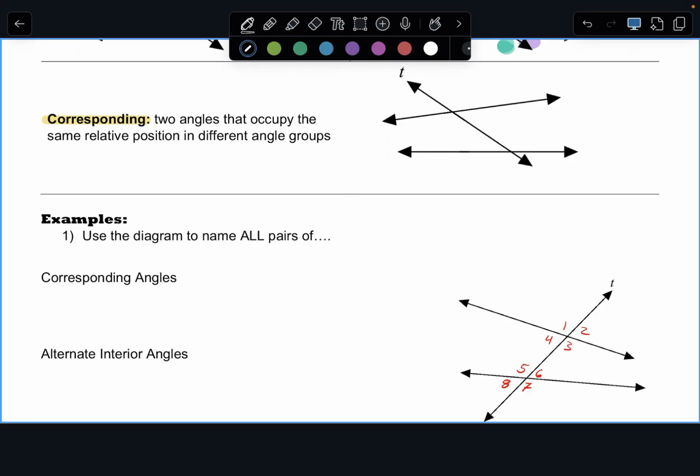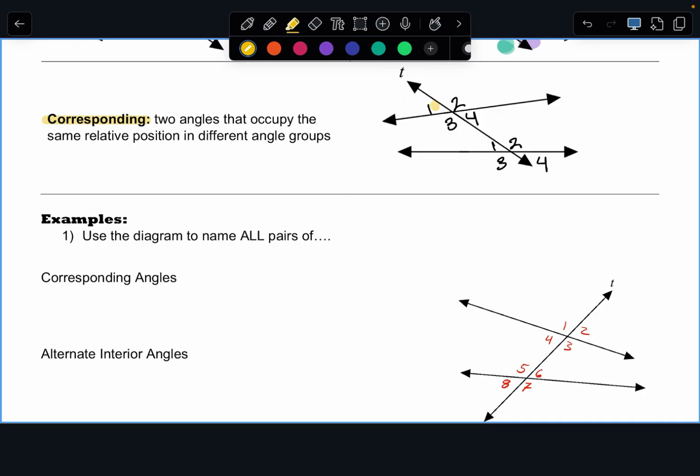Meaning, if I labeled these positions 1, 2, 3, 4 on top, and I name the same positions on bottom, meaning 1 is in the top left. So if I look at the bottom 4 angles, I'm going to put a 1 in the top left. 2 is in the top right, so I put a 2 there. 3 is in the bottom left, and 4 is in the bottom right. Corresponding angles occupy the same position, meaning angle 1 and this angle 1 are corresponding angles.